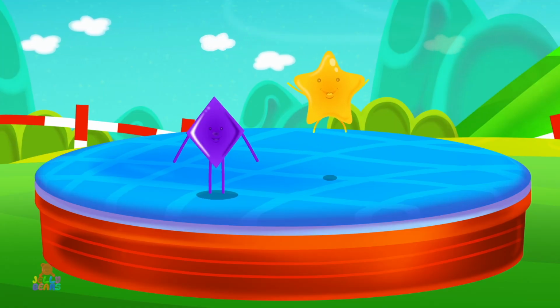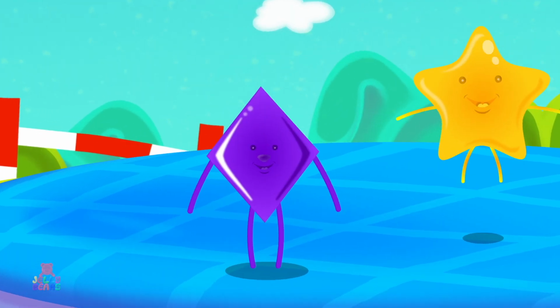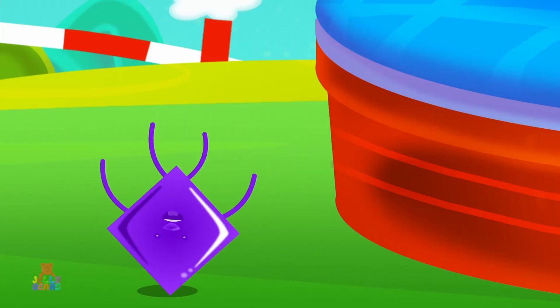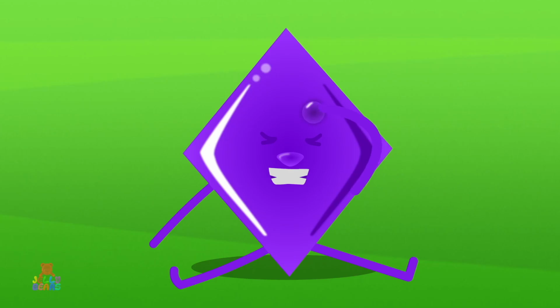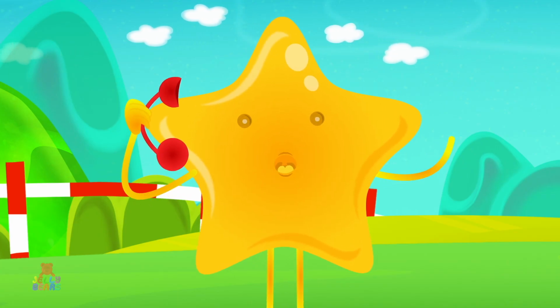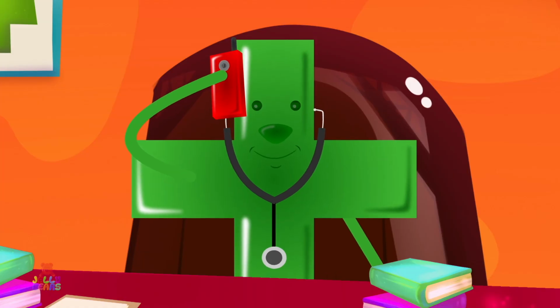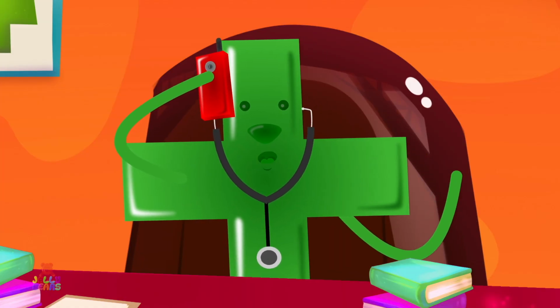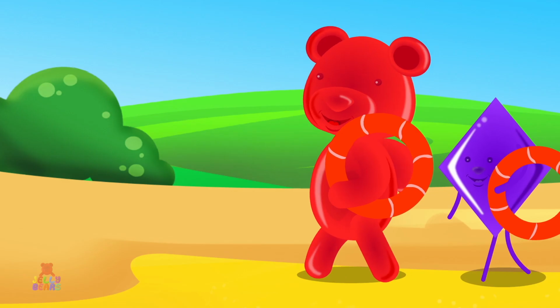Two little shapes jumping on the bed. Diamond fell off and bumped her head. Star called the doctor and the doctor said, no more shapes jumping on the bed.